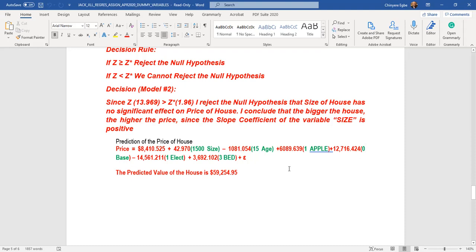You get it now? Yeah. Okay. If the house is in Apple, then 1 times Apple will add 6,089 to the house. But if the house is in Eastville, then it will be 0 times this number, which is 0. All right? Okay. Any other questions?